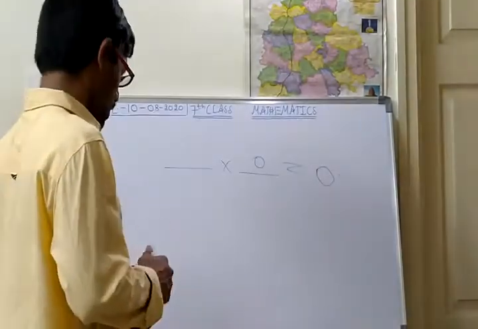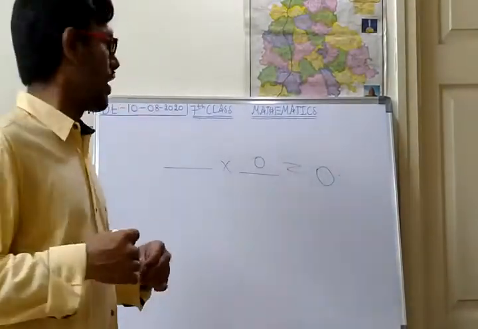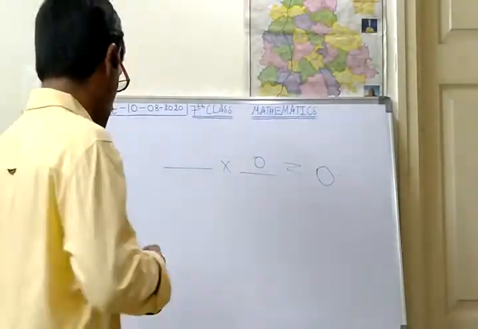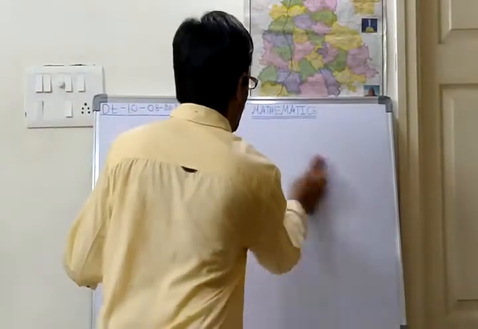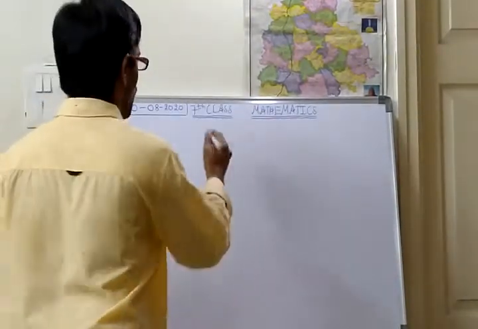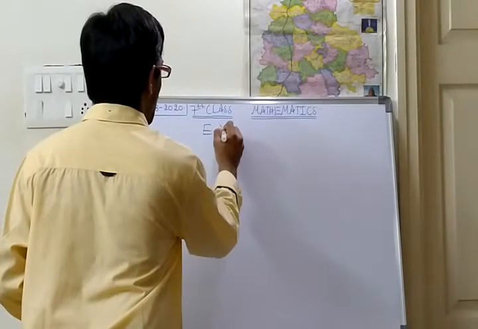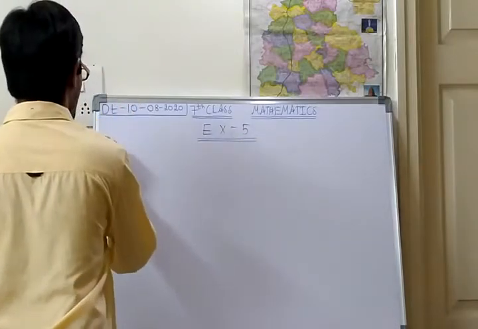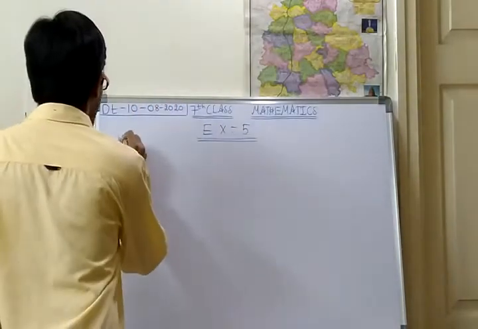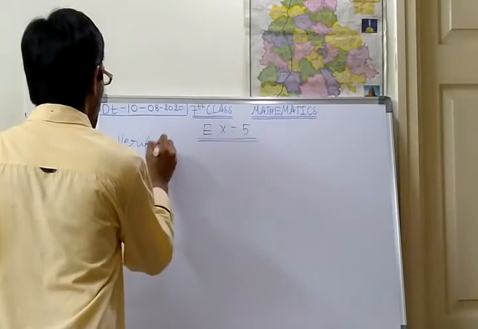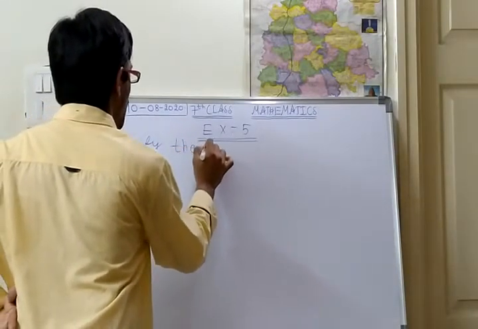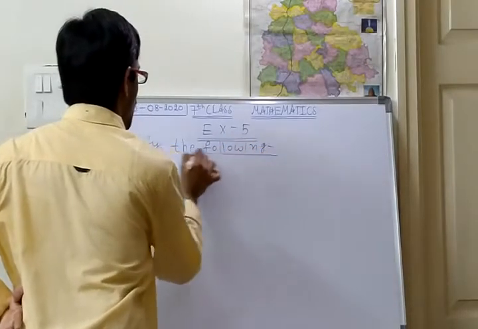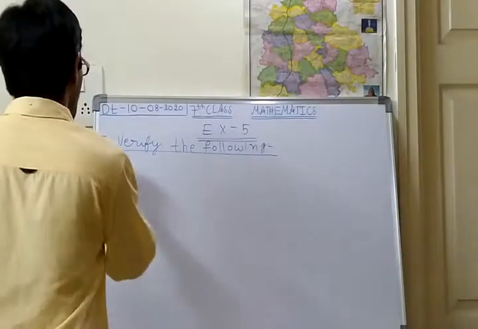In today's class we shall discuss the exercise part regarding all these properties. We shall go on with the exercise part. We are discussing exercise 5. In that, the first bit is: verify the following. We have to verify the following problems.